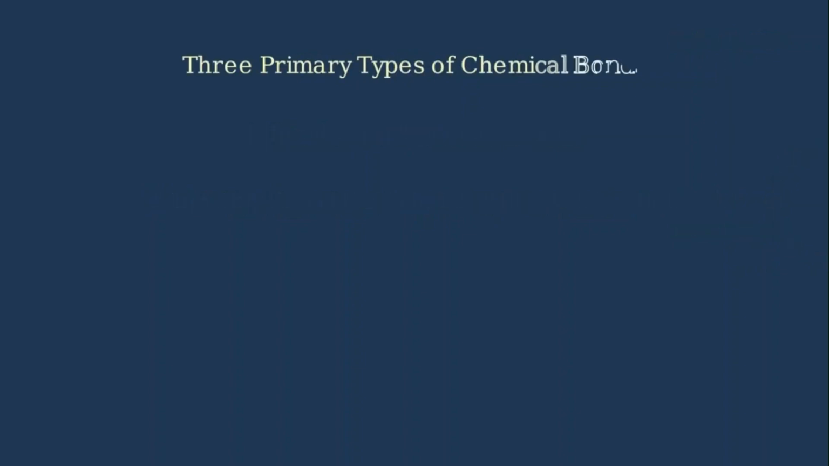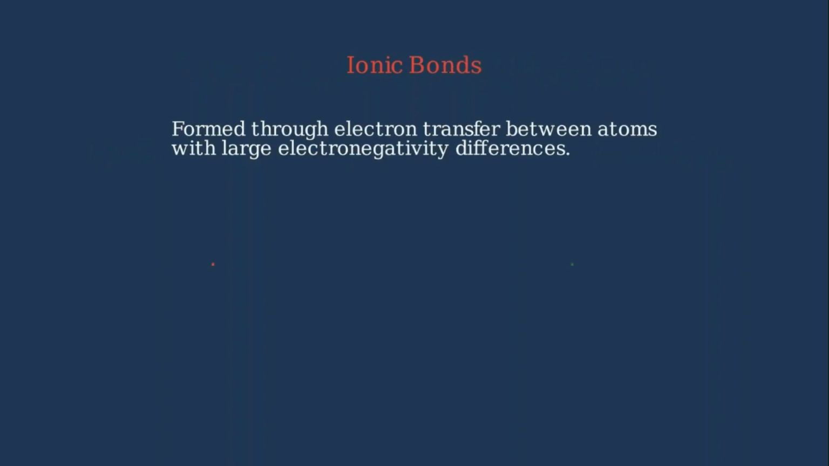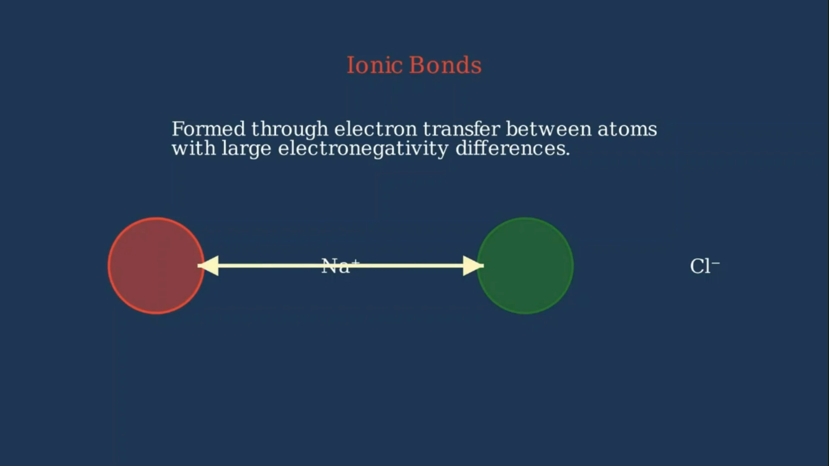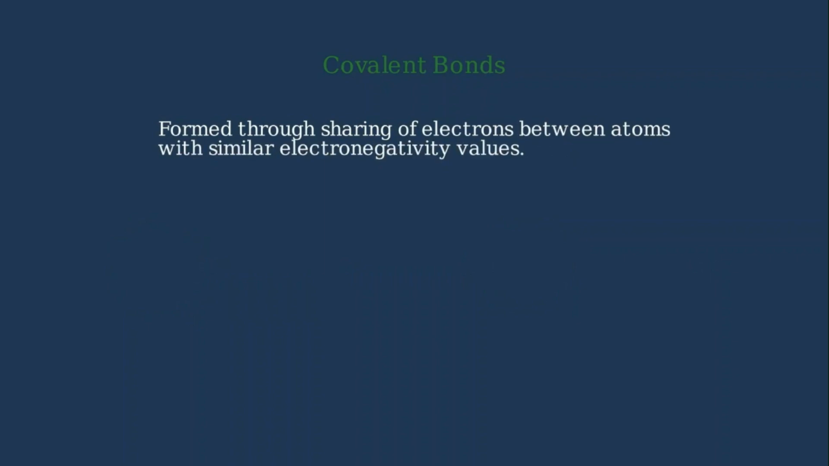There are three primary types of chemical bonds: ionic bonds, covalent bonds, and metallic bonds. Ionic bonds form through the complete transfer of electrons from one atom to another. This typically occurs between metals and nonmetals with large electronegativity differences. Covalent bonds form when atoms share electrons instead of transferring them. This typically occurs between nonmetals with similar electronegativity values.